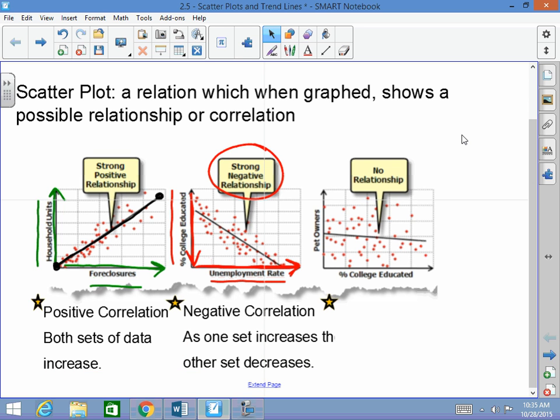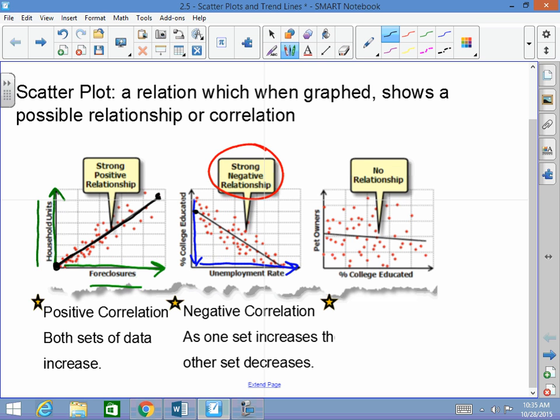So again, think about it, guys. As my college percentage of education decreases, that means I'm going down, I'm going down, I'm going down. Isn't my unemployment going further and further to the right? So my unemployment rate is increasing as my college education percentage is decreasing. So as one set increases, the other decreases. And again, we have a trend line here that can predict that relationship. It can predict the future.